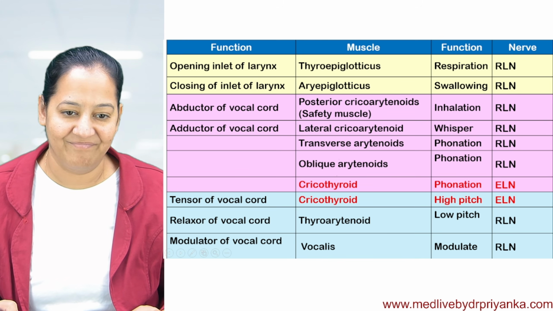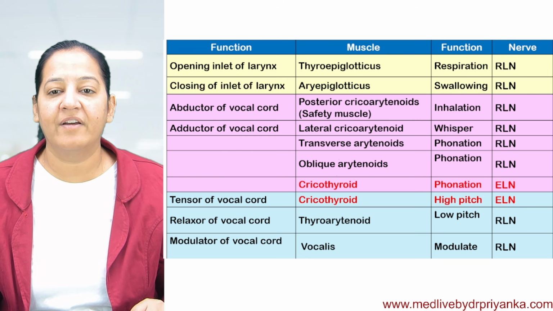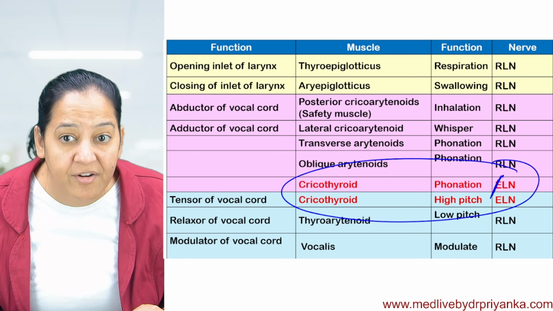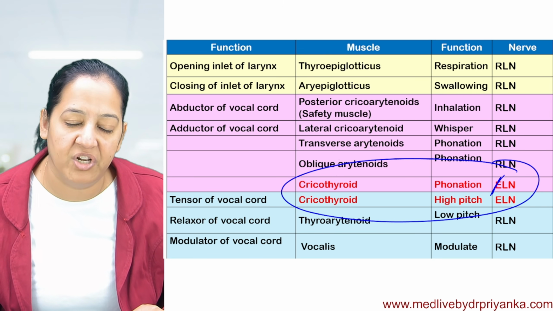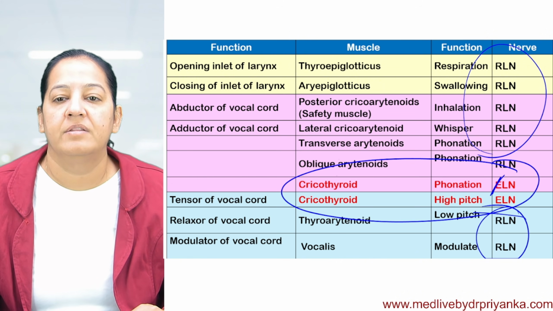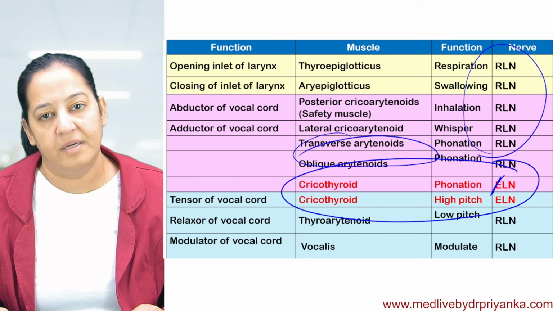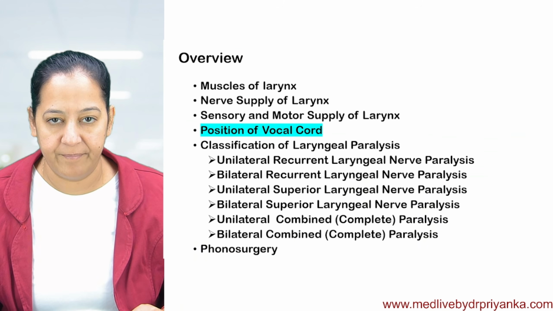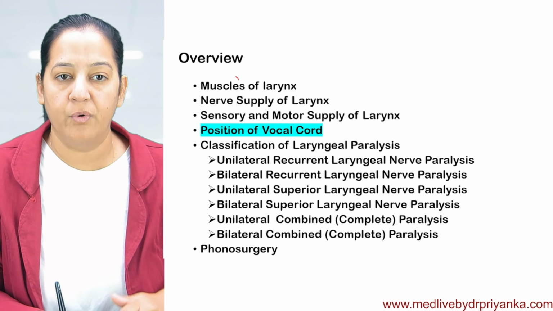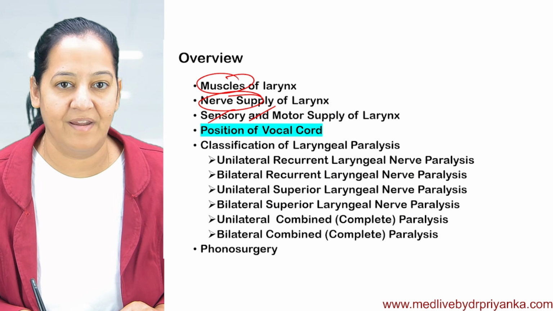So this is the thing. What I mean to say: every format I tell you, people, please retain. Only cricothyroid is supplied by SLN. E for external branch of the superior laryngeal nerve, SLN. And the remaining all are RLN. These two by bilateral RLN. I mean interarytenoid here. This one is bilateral RLN, but it's RLN only. I hope you got it. So if you got, people, it was a big portion. If you got the muscles and the nerves of the larynx, the nerve supply, the sensory and motor.